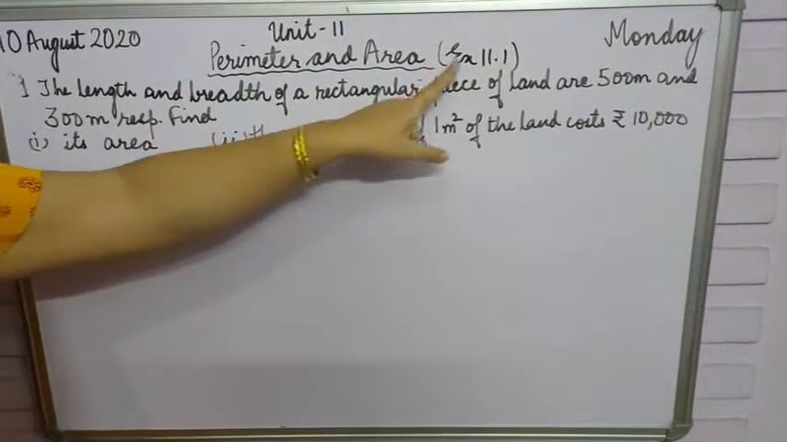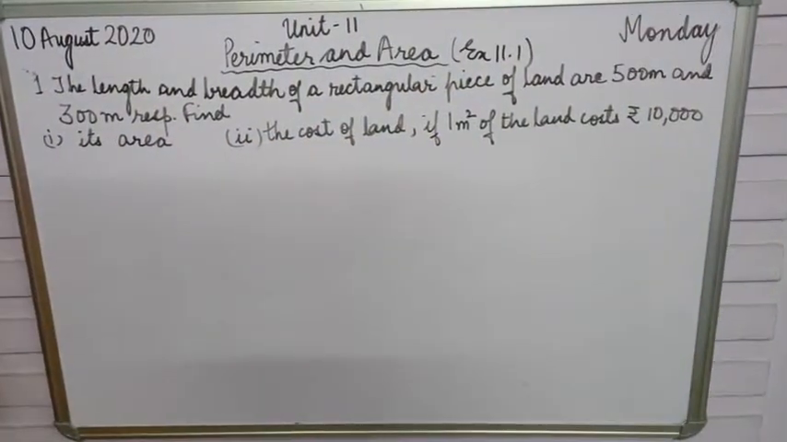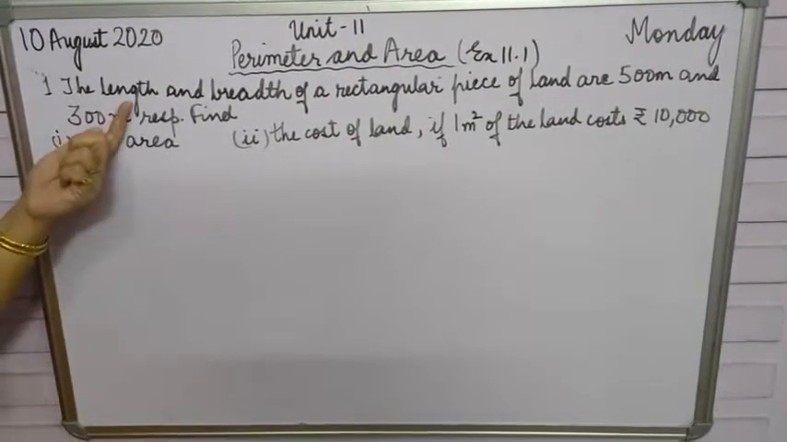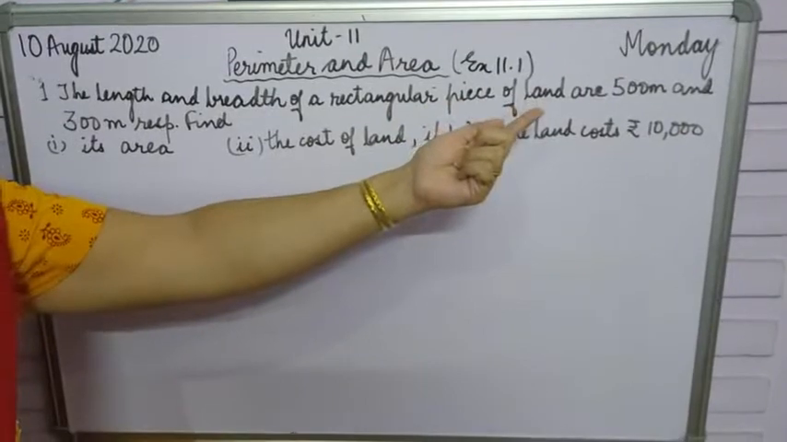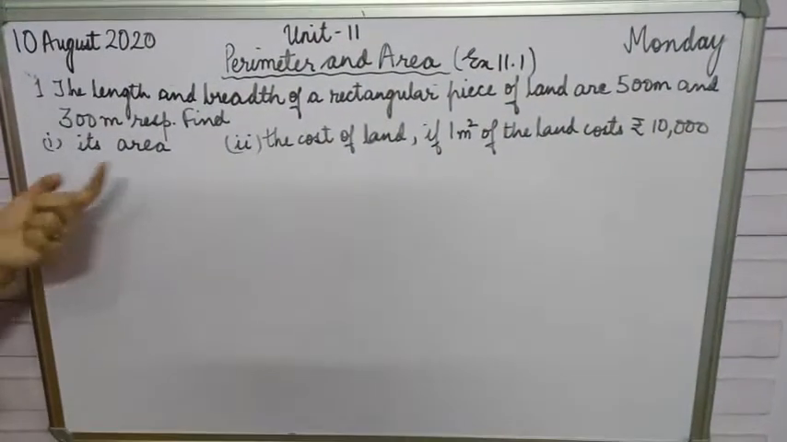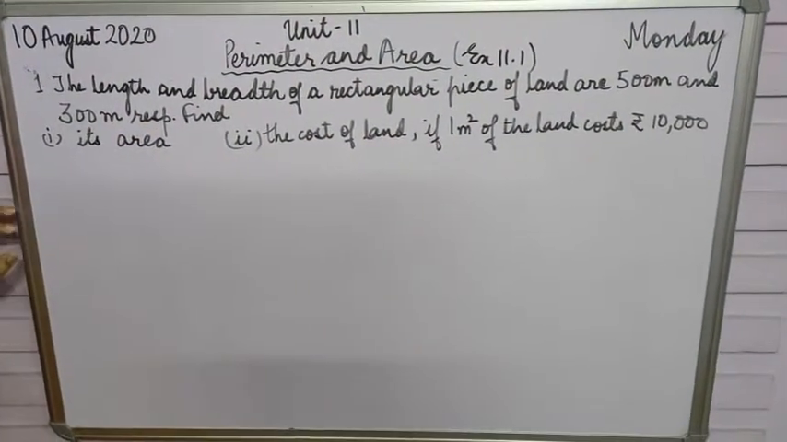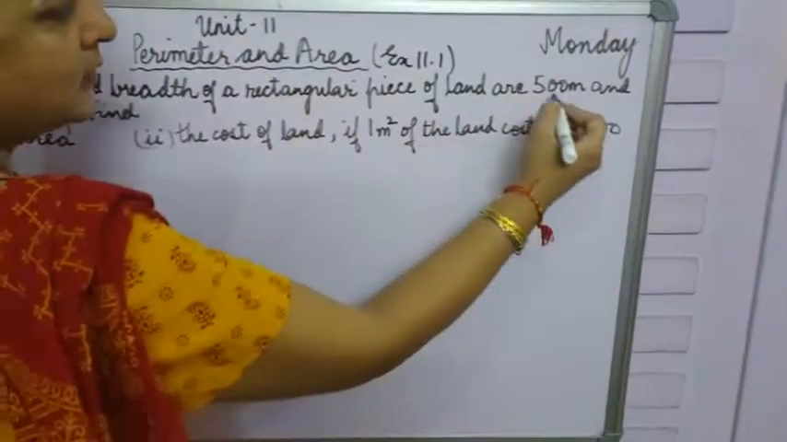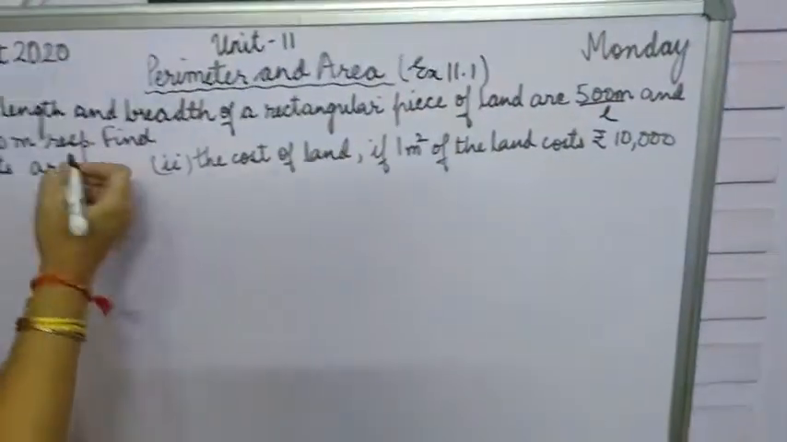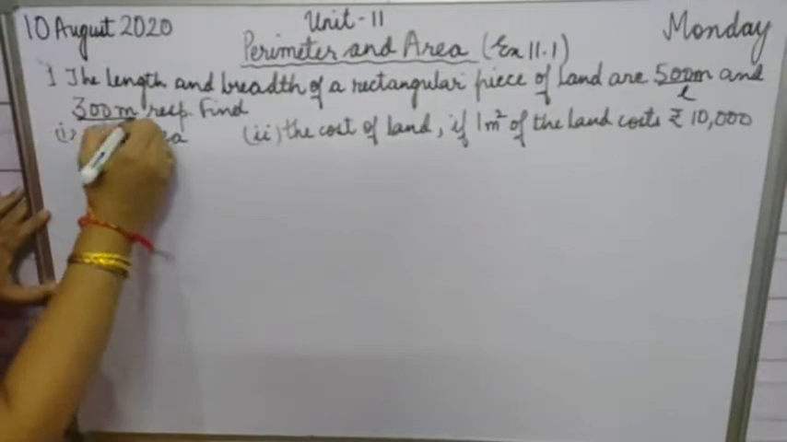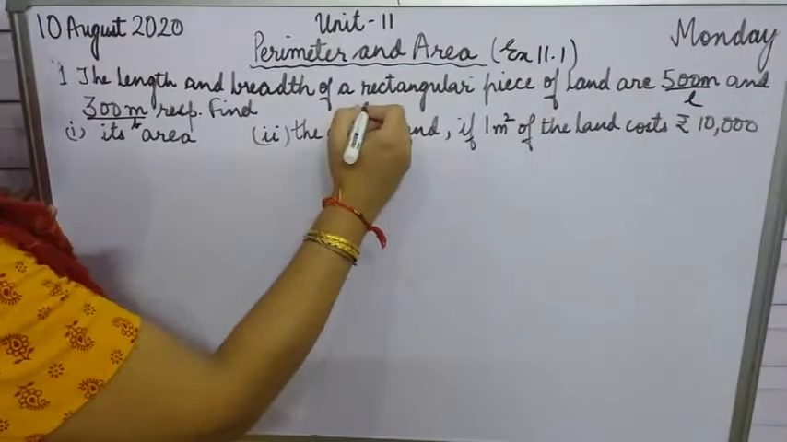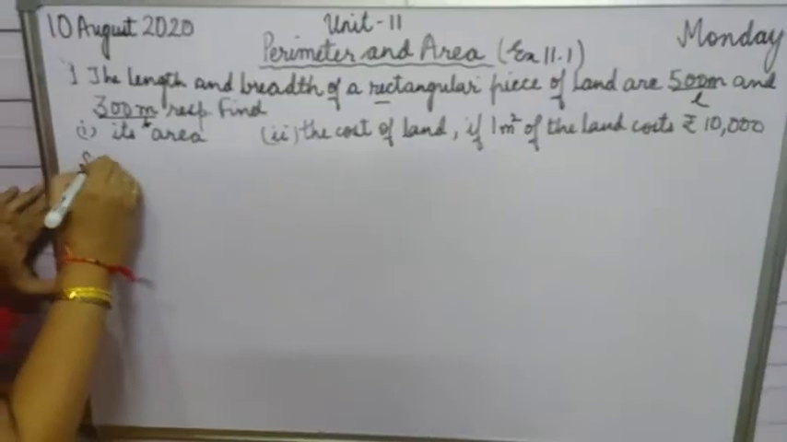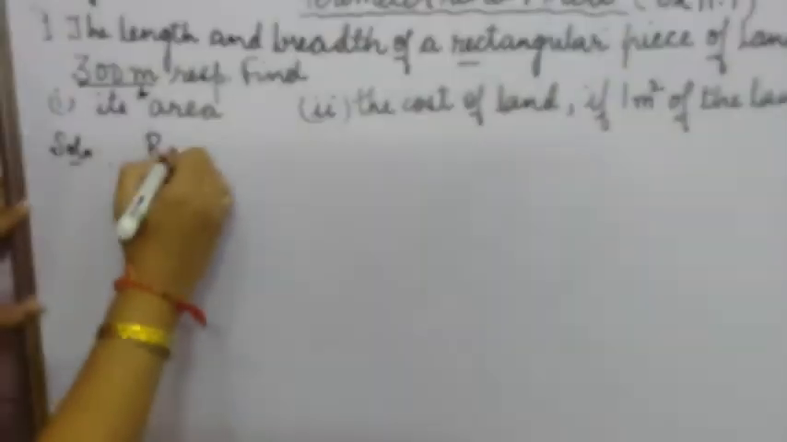Now we are going to start exercise 11.1, and the first question is: the length and breadth of a rectangular piece of land are 500 meters and 300 meters respectively. Respectively means that the first one is the length, as length is written first, and the next one is the breadth. Find its area.